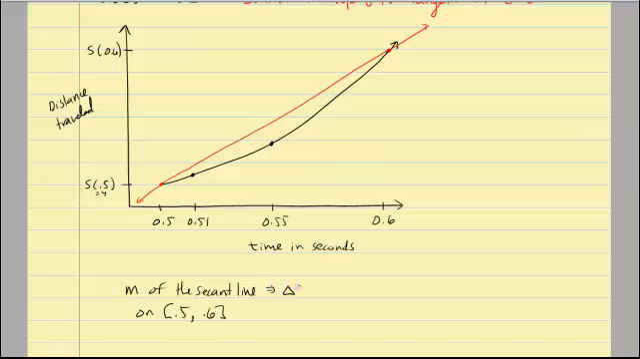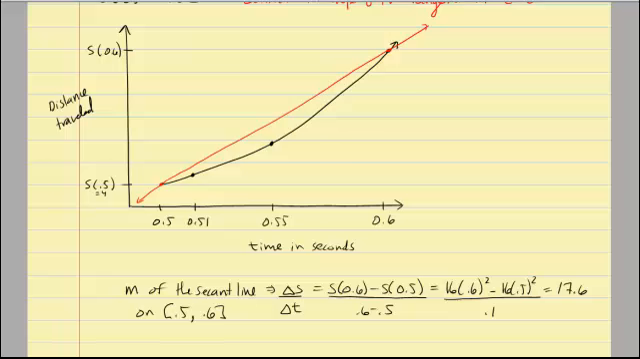Well, we know the slope of the secant line is going to be my change in position over the change in time, which is going to be s of 0.6 minus s of 0.5 over 0.6 minus 0.5. Plugging this into my original function, I have 16 times 0.6 squared minus 16 times 0.5 squared over 0.1, and I get 17.6 for the slope of this particular secant line. So for this particular secant line, the slope is equal to 17.6.